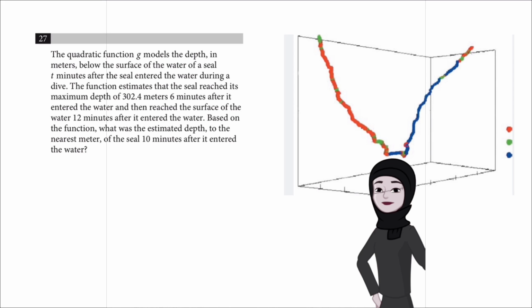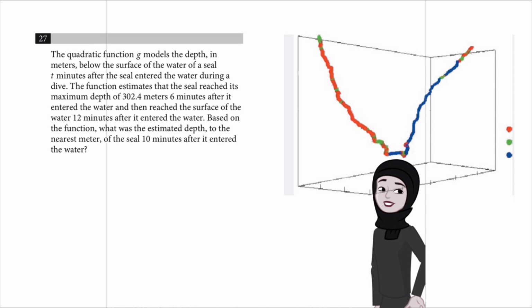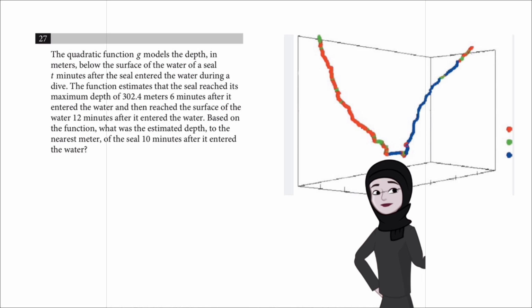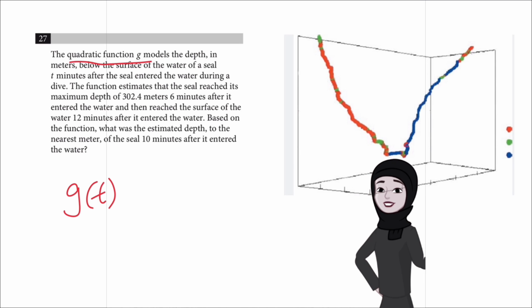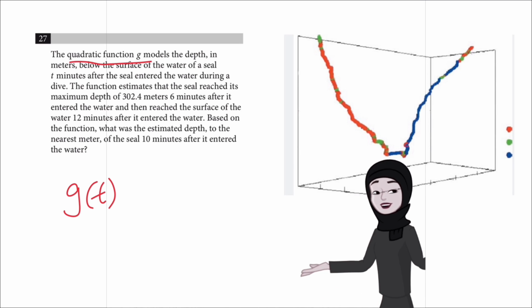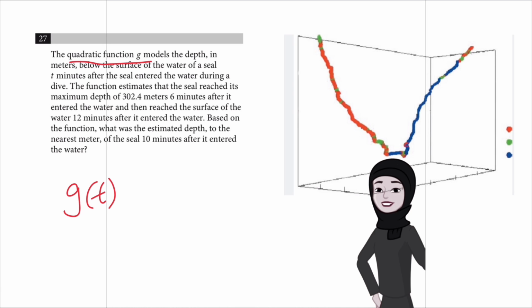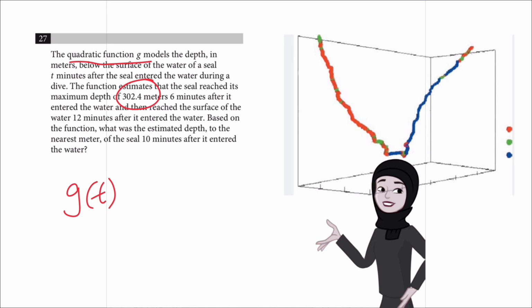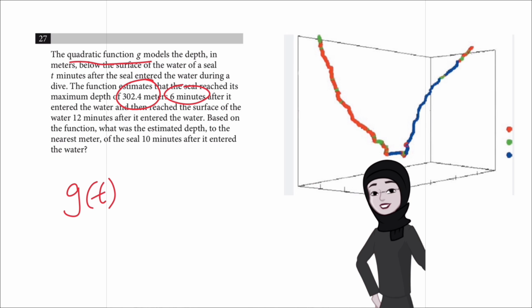Based on the function, what was the estimated depth to the nearest meter of the seal 10 minutes after it entered the water? The quadratic function g gives the estimated depth of the seal, g of t, in meters, t minutes after the seal enters the water. It's given that function g estimates that the seal reached its maximum depth of 302.4 meters 6 minutes after it entered the water. What can we do with the function g?